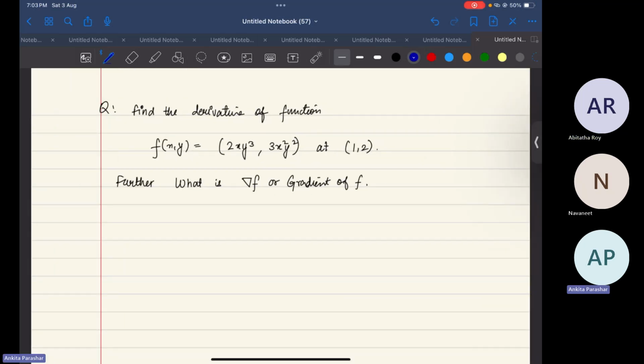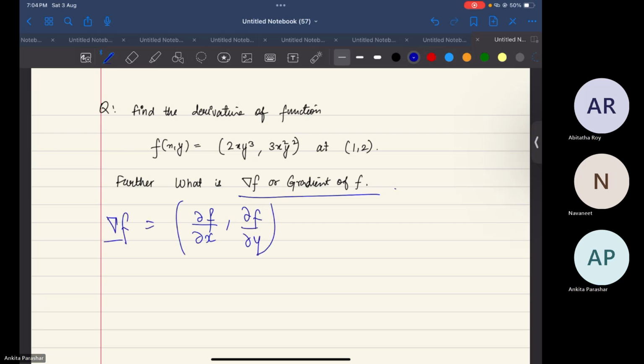Let's quickly, I think gradient I will leave. One can find what is the gradient. I will simply write it is del f by del x, del f by del y. This is nothing but the gradient of f.